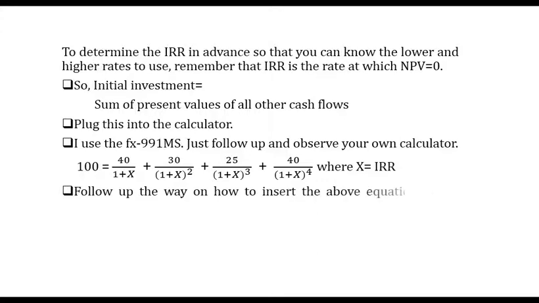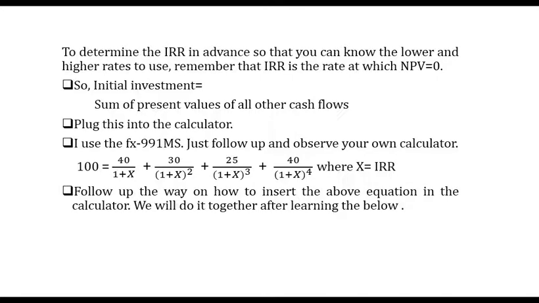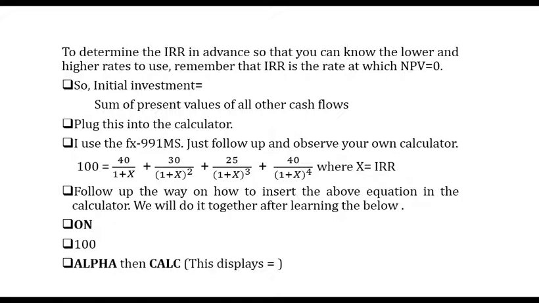Now, you have to follow the steps below to insert this equation into the calculator. So we switch on our calculator. Then you write 100 there. Now, how to insert this equal sign? This is not an ordinary equal sign. It's an equal sign with a red mark. How do you obtain it? You press alpha. You will see alpha on the top left of your calculator with the red mark, and then you press calculate. Above the word calculate, you will find an equal sign, and this will display the equal sign.